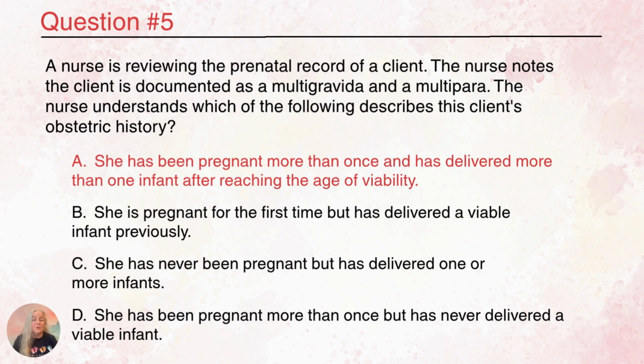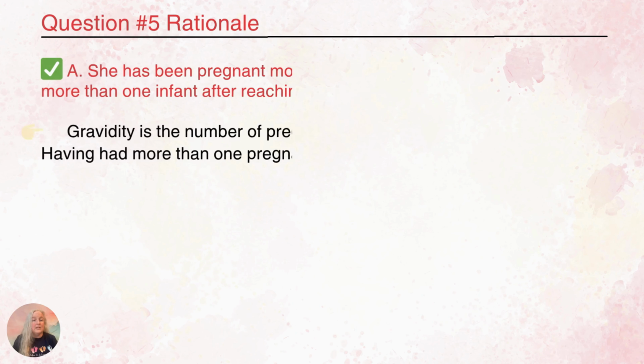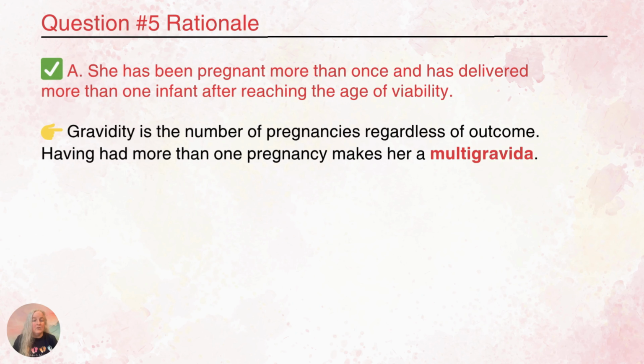She has been pregnant more than once and has delivered more than one infant after reaching the age of viability. So when we look at this rationale, again, gravidity is the number of pregnancies regardless of outcome, and so having had more than one pregnancy makes her a multigravida.